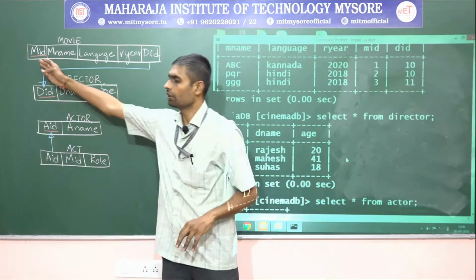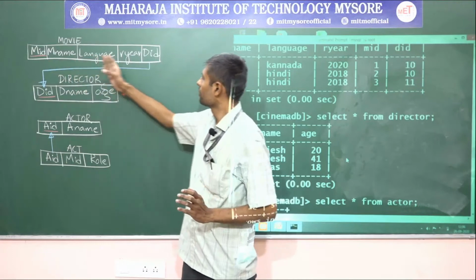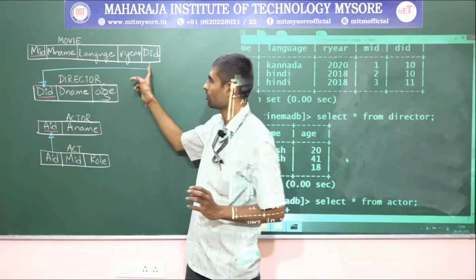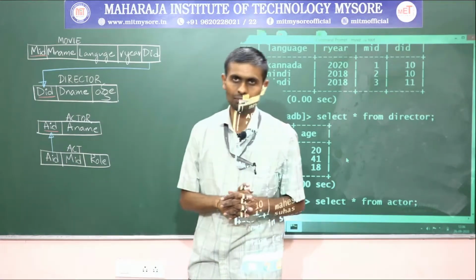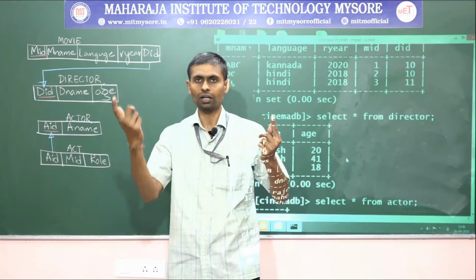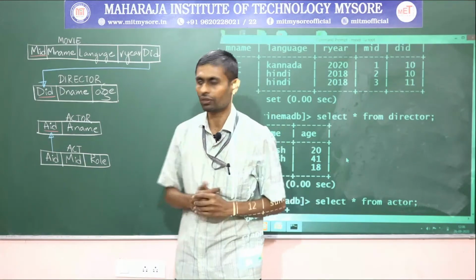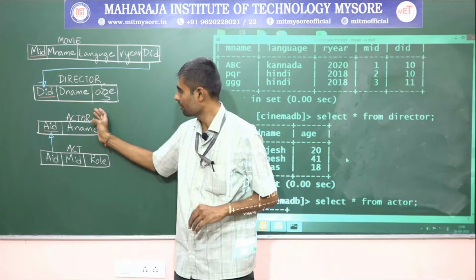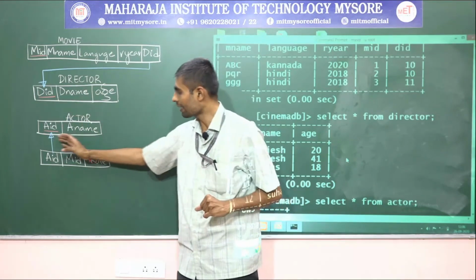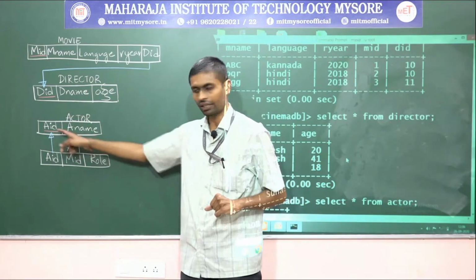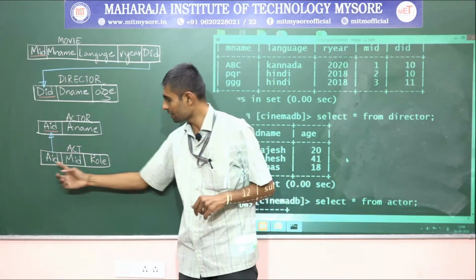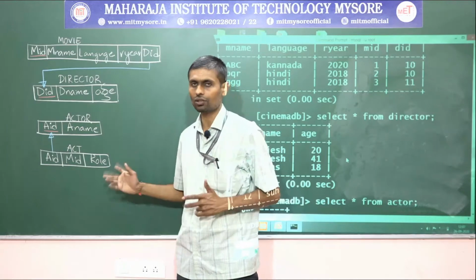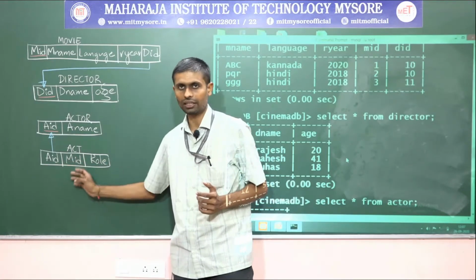So we are having a movie table where MID is a key attribute. We are having movie name, language, release year, director ID. That means this movie was directed by whom. And we took one small assumption that a movie is always directed by one director, but a director directs many movies, right? Then the director details are in a director table where DID is a primary key. Then the actor table, actor ID, actor name, where AID is a primary key. Then the act table contains which actor acted in which movie and in which role, right? So this is what it conveys.